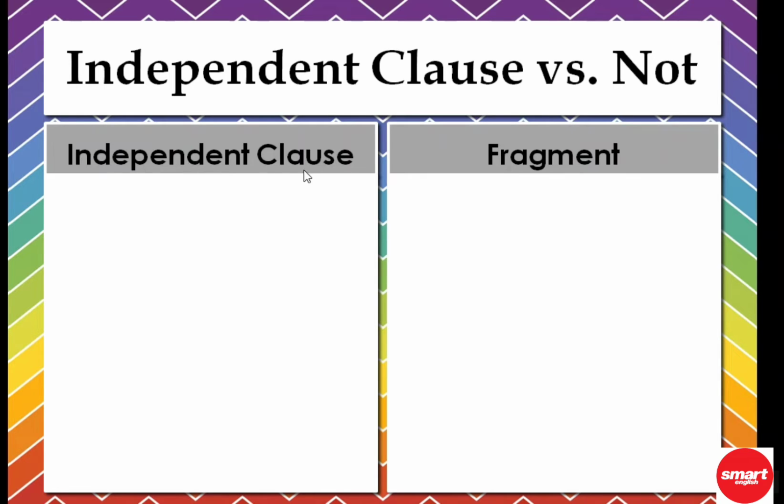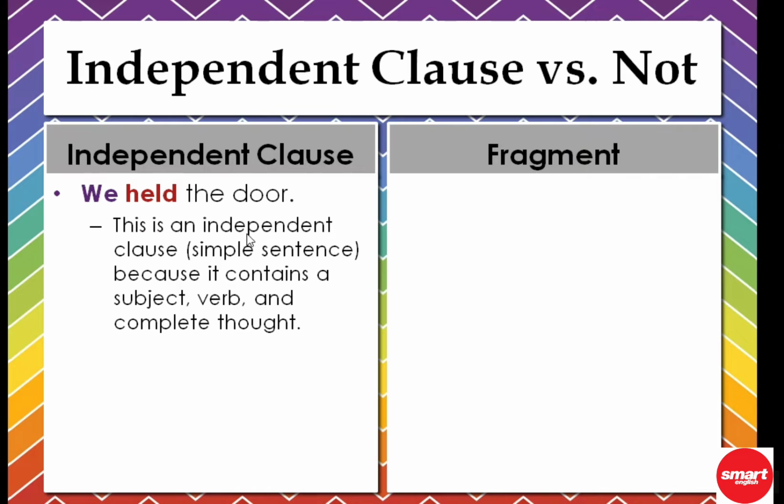What's the difference between the independent clause and the fragment? Here, we held the door. We is the subject, held is the verb, and the door is the object. So here it is a complete thought. This is an independent clause. It is a simple sentence because it contains a verb and a subject and a complete thought. But consider this: while we held the door. Can you tell me what happened while we held the door? We don't know. So this is a fragment.